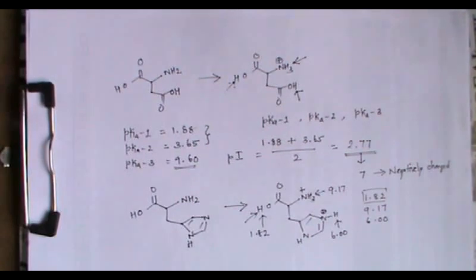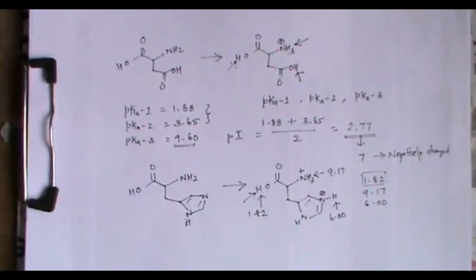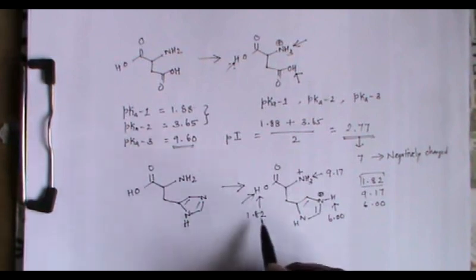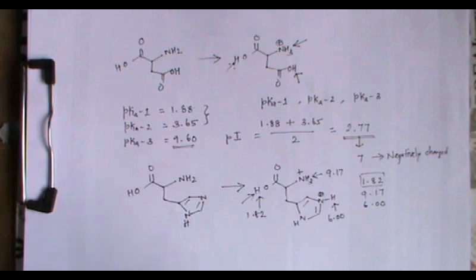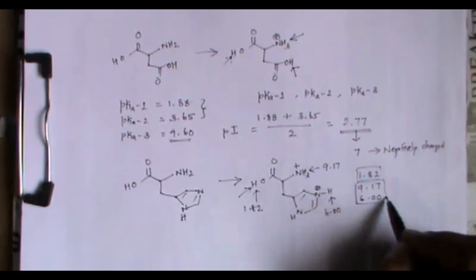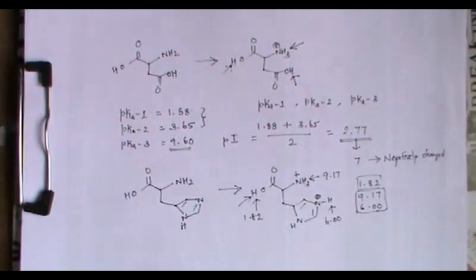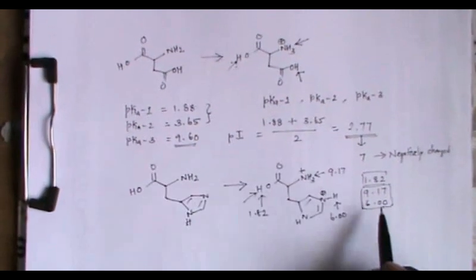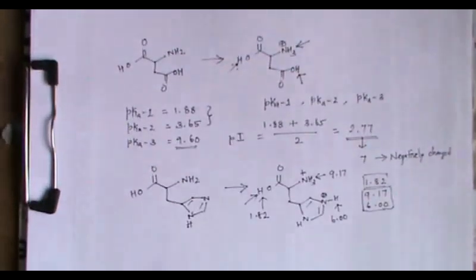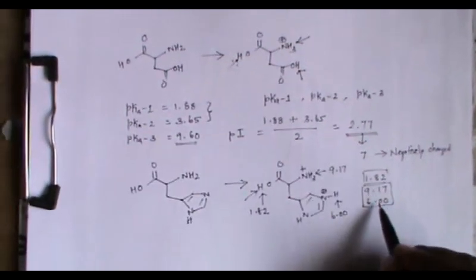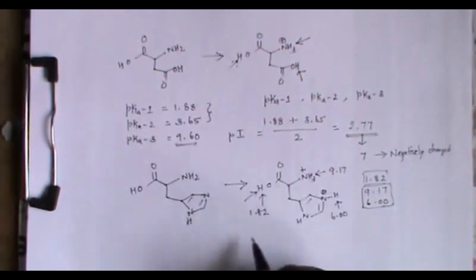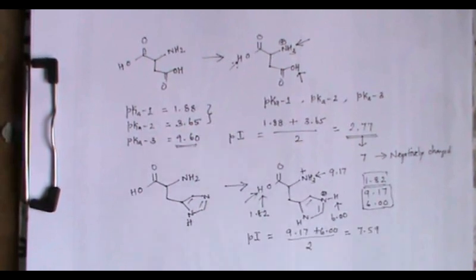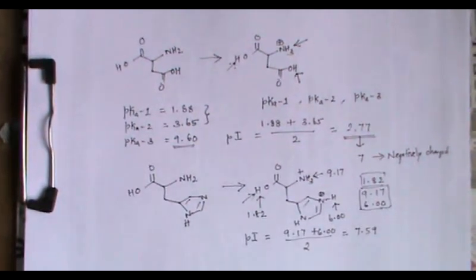Now, how to predict the isoelectric point? Once again, we are going to consider only 2 pKa values. I should not consider the lowest one; I have to consider these two. In the previous case, I omitted the largest value, but here I have omitted the smallest value. So I consider only these two, add them and divide by 2. What I get is the isoelectric point. This is the isoelectric point for histidine.